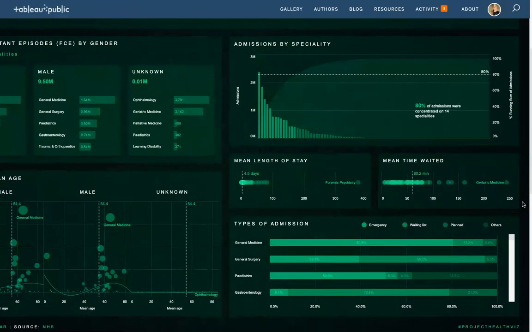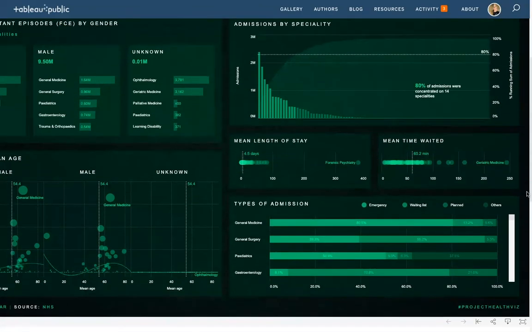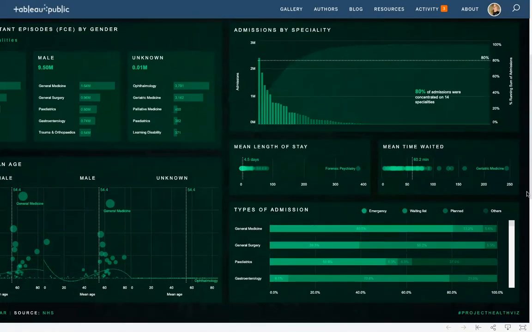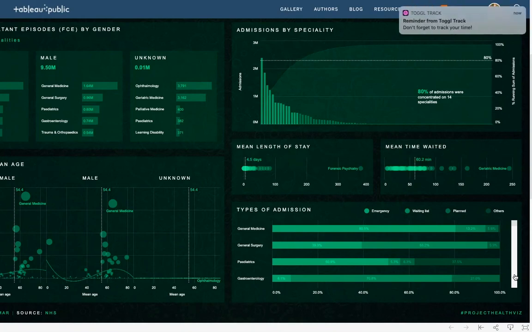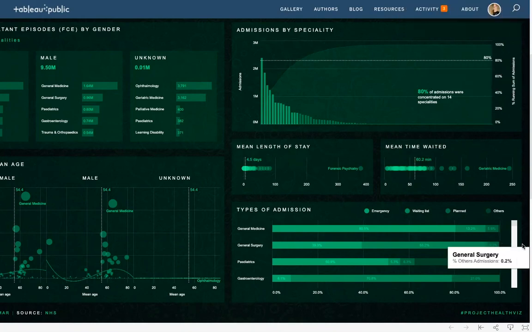The only other thing I would say is that he's applied that same shading to other parts of the dashboard, so that could be a little confusing. In that stacked types of admissions chart, your first inkling may not be the different types of admissions, but a distribution between the top 14 and the others. So just keep that in mind.